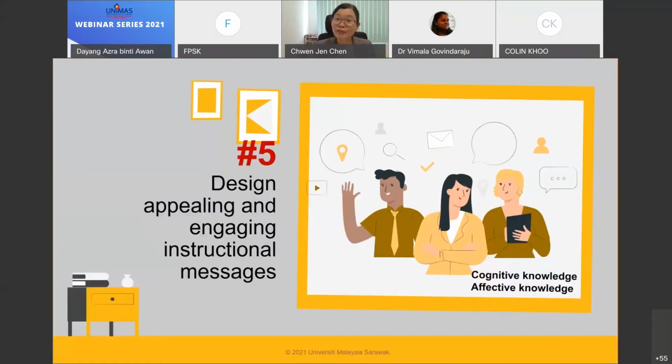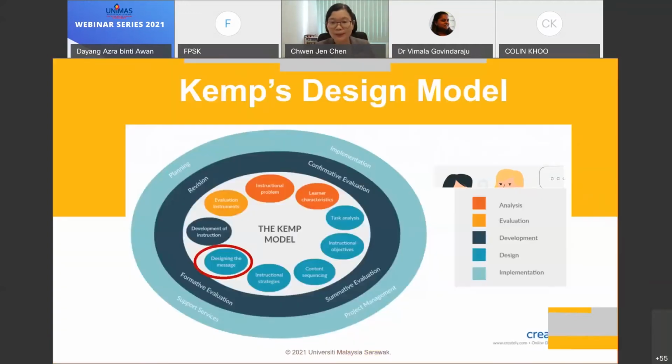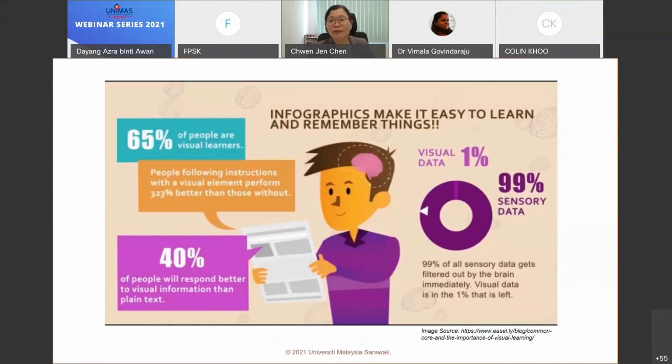Okay, the fifth consideration, I would say that there's a need for you to design appealing and engaging instructional messages. And here, it is very much related to cognitive knowledge as well as affective knowledge, yeah? Now, if I refer to the CAMS model, then it is very much related to this step in the model itself, which is on designing the message. Yeah? When you start to design the message, then you have to think, how should you design it?